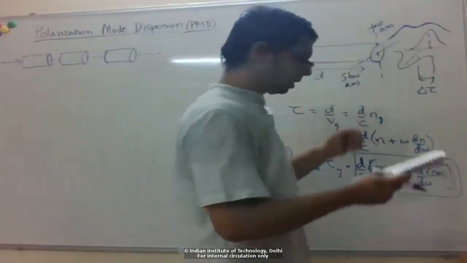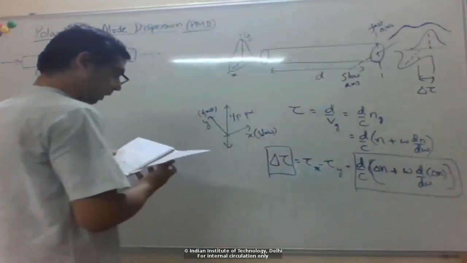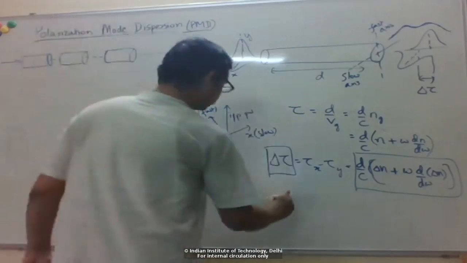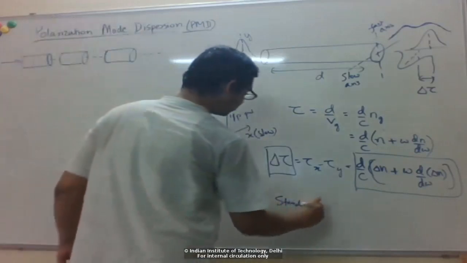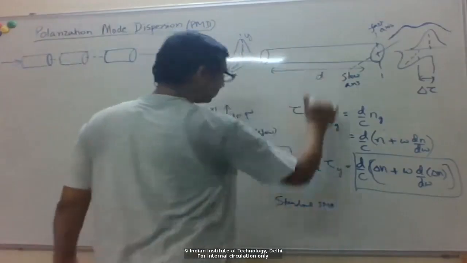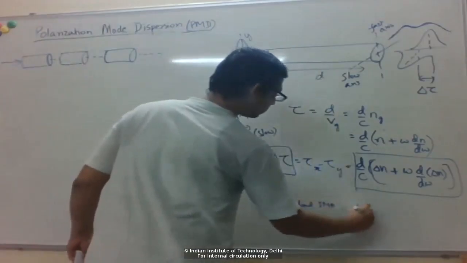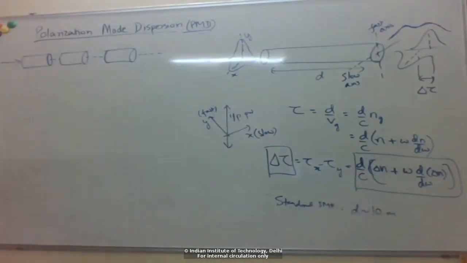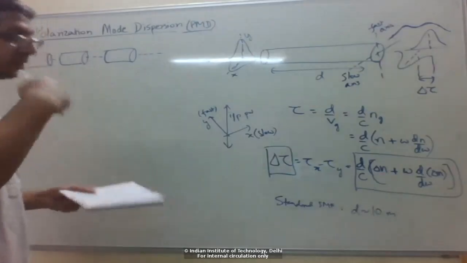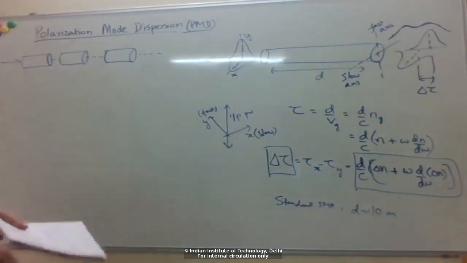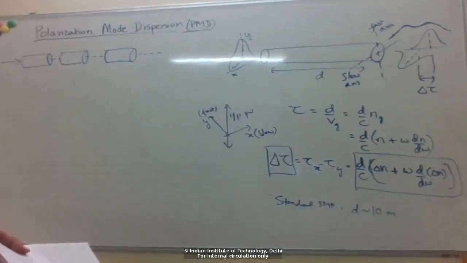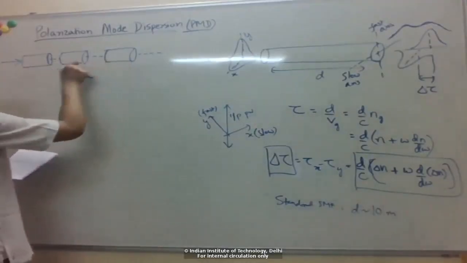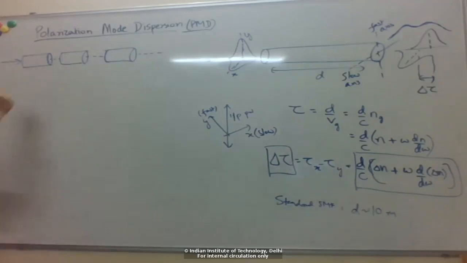By the way, for a practical fiber, this distance over which the birefringence is constant is typically about 10 meters. So if you take a standard single mode fiber, this distance d is typically about 10 meters. Of course, the lengths of fibers we're talking about are many kilometers, or tens or hundreds of kilometers even. So then we consider many segments like these repeating after themselves.